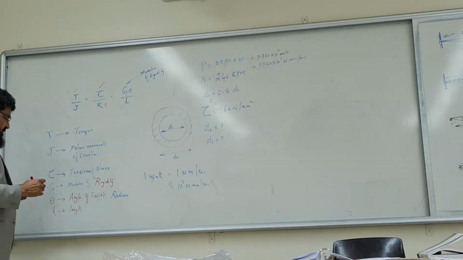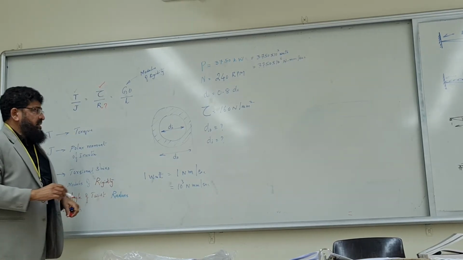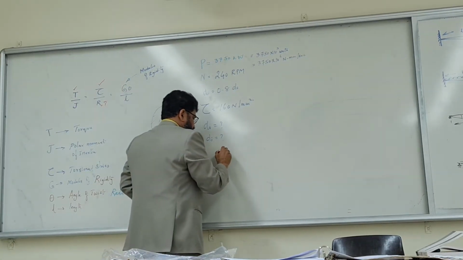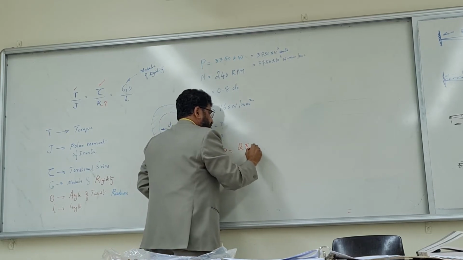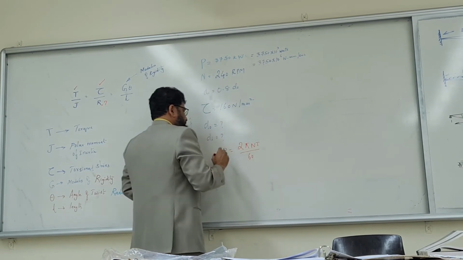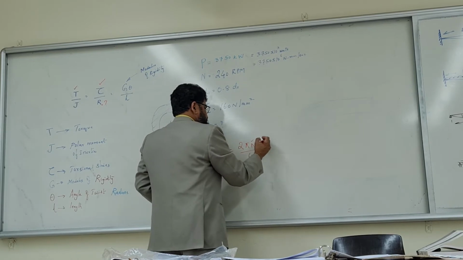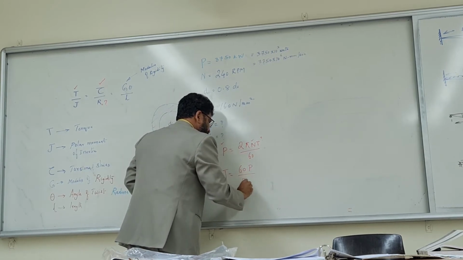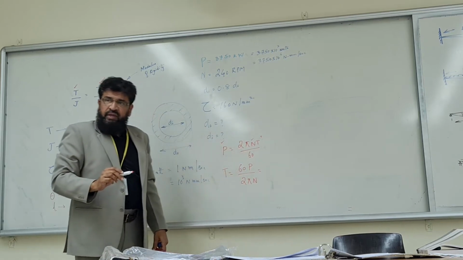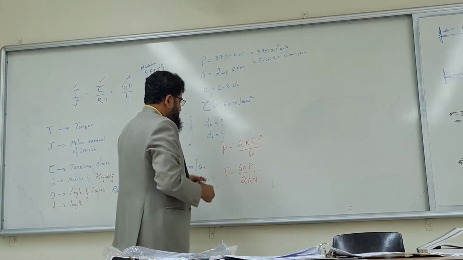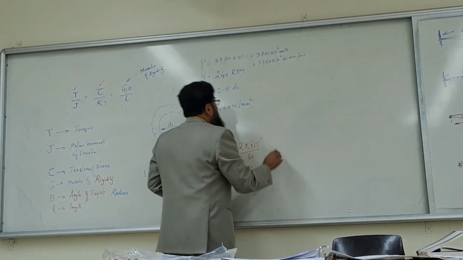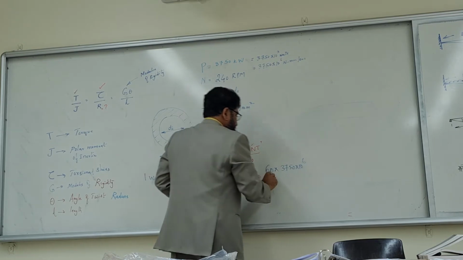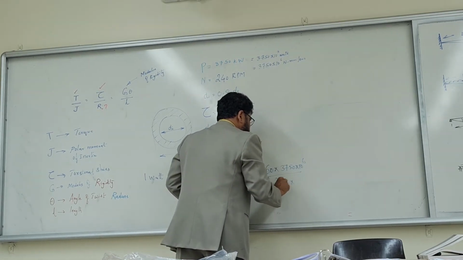T already we know. How do I find out T? Because I have got power, isn't it? From power I can easily find out. So I know this also. First let me write power. Power is equal to 2 pi NT by 60. N is known, so I don't know T. T can be easily found out. T is equal to 60P divided by 2 pi N. Now what is the value of P? 60 multiplied by P, which is 3750 into 10 to the power of 6, divided by 2 pi into N.